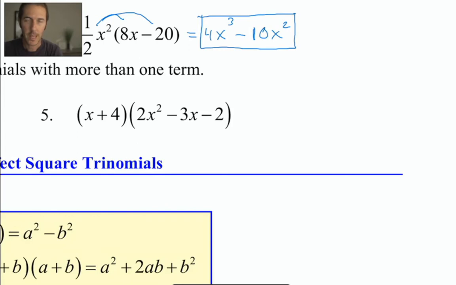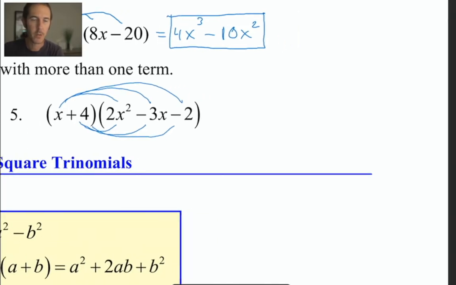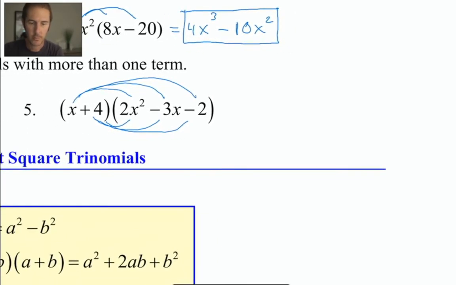Each term has to be multiplied by each term. So this x is going to get multiplied into this first term, and the second term, and the third term. And the plus 4 gets multiplied into the first term, and to the second term, and to the third term. So at the end of this first stage of this process, we're going to end up with 6 terms. And then hopefully, we'll be able to combine like terms and consolidate it a little bit. Let's see what we get at the end of the first sort of phase of this process.